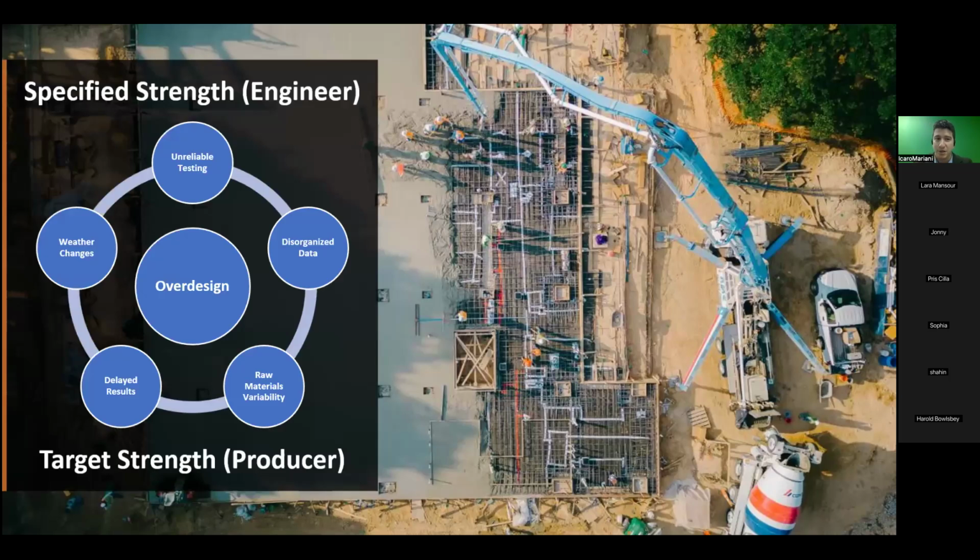But I would just like to mention what leads to that excessive carbon emission. A lot of it comes from the over design because sometimes you have unreliable testing, you don't have enough data, data that is not properly organized, raw materials variability. Let's say instead of using VSI crushers, you're using jaw crushers only, or delayed results or weather changes. So a lot in this cycle leads to an over design, both from the concrete producer perspective, but also from a structural engineer design. Because on the other side, you also need your safety factors, right? And everything piles up to have an over designed mix.